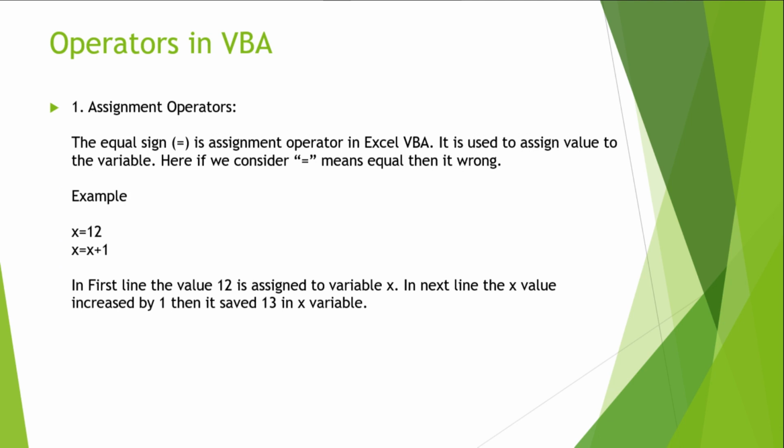Operators in VBA. 1. Assignment operators. The equal sign is the assignment operator in Excel VBA. It is used to assign a value to a variable. Here, if we read it as meaning equals, then it is wrong. Example: x = 12, x = x + 1. In the first line the value 12 is assigned to variable x. In the next line the x value is increased by 1, so 13 is saved in the x variable.